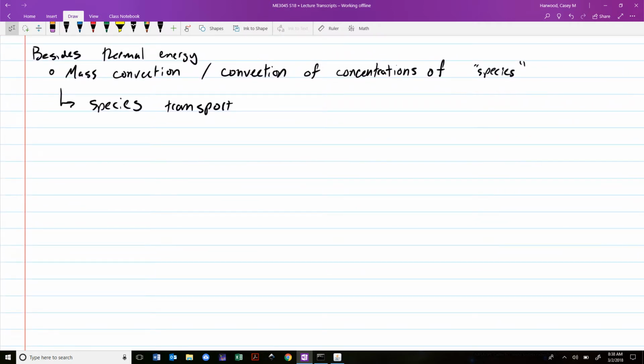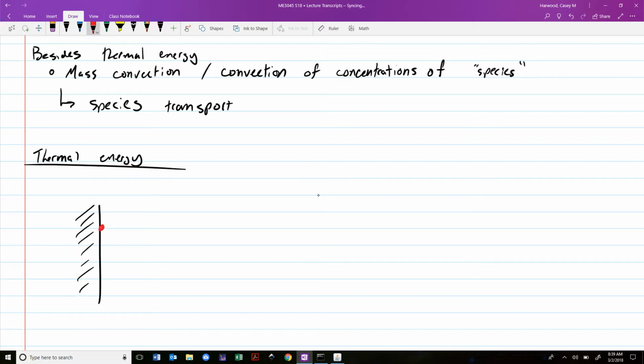But so back to thermal energy. If we have some wall here with a temperature T sub S, and we have some fluid out here that has a temperature T infinity. Okay, we've been over this before, but the idea is, of course, our heat flux and our heat rate are given to us by this thing called Newton's law of cooling.